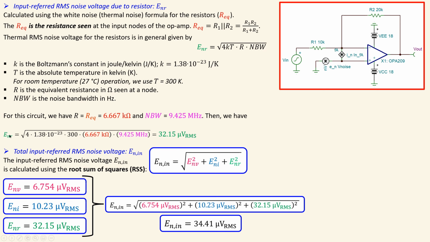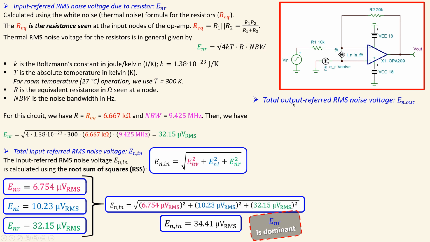That's most of the time the case. This is just a rule of thumb: when this is at least 3 times larger than the rest of the values, you can consider this will dominate, and you will just take this one for very rapid calculations. But in this case, it is a little bit more accurate to take them all, and we have then 34.41 microvolts RMS. Okay, now we have the first part of our exercise. And again, this is dominating, which is the thermal noise due to the resistors.